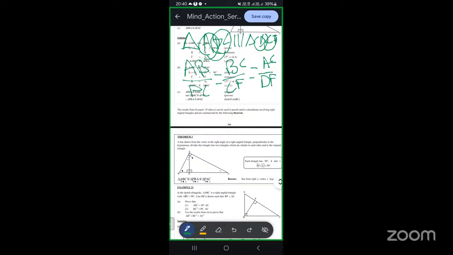So can I use that reason, sides of triangles in proportion? Where, when you get to this part? Yes, sir. I'm not sure if that reason is allowed here, but the one that I'm sure is correct and can give you marks for this part, you can just say similar triangles. Oh, okay, sir.